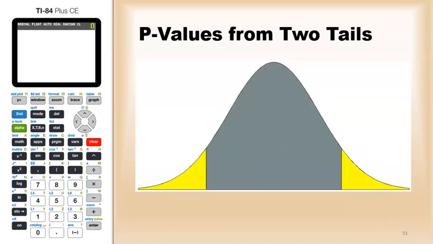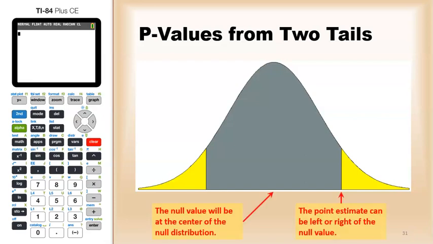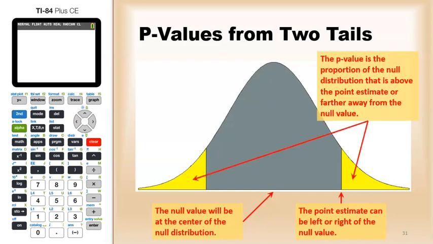So when we're doing two tails, again, this is going to be the most common. Well, this is pretty much what we're going to be doing from here on. The middle will be the null value, and then the point estimate will be on either side, left or right. It's going to be at the edge of one of those. And then the p-value, the proportion of the null distribution that is above the point estimate or farther away from the null value, is just going to be the sum total of those two tails.